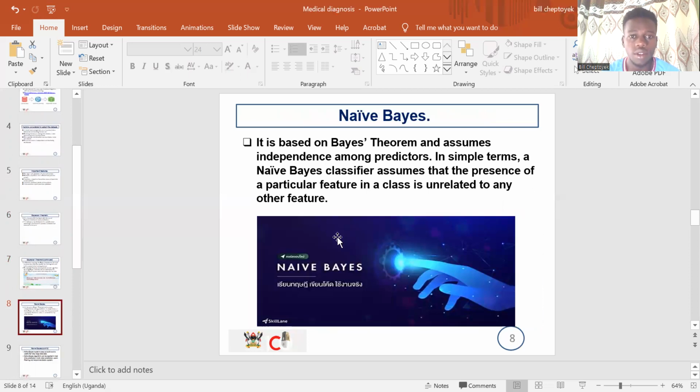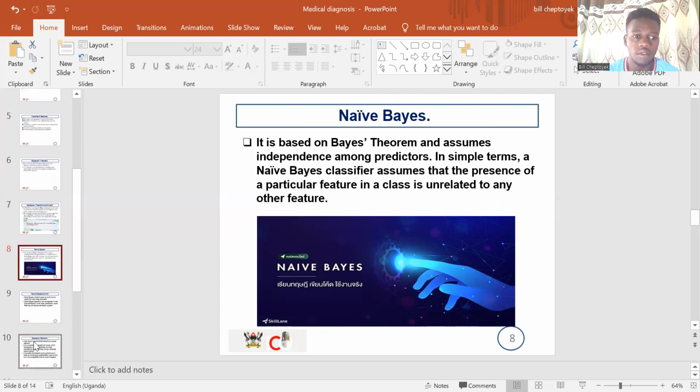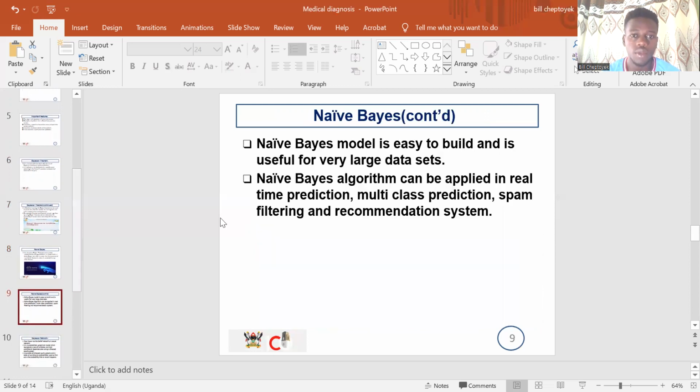Naive Bayes. It's based on Bayes theorem and assumes independence among predictors. In simple terms, a Bayes classifier assumes that the presence of a particular feature in a class is unrelated to any other feature. That's naive Bayes.